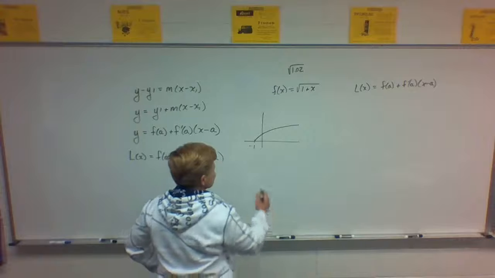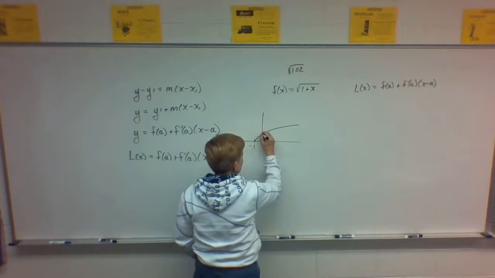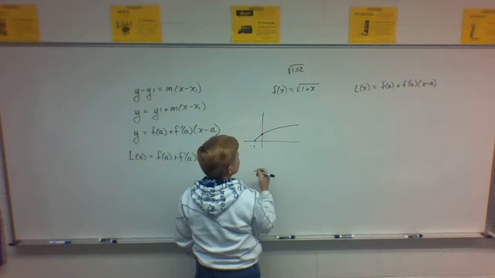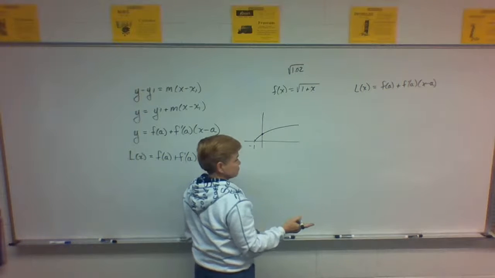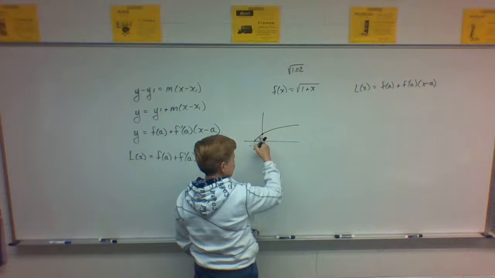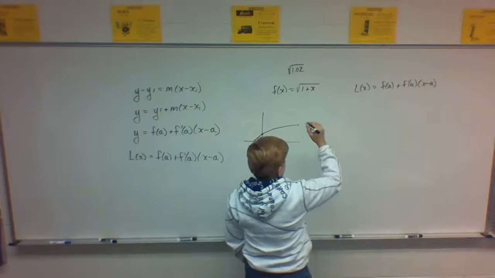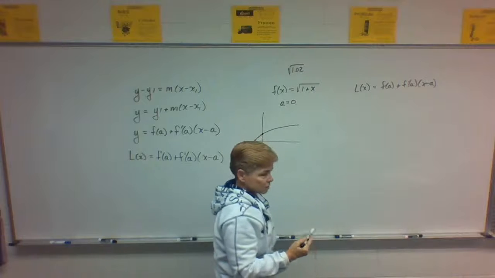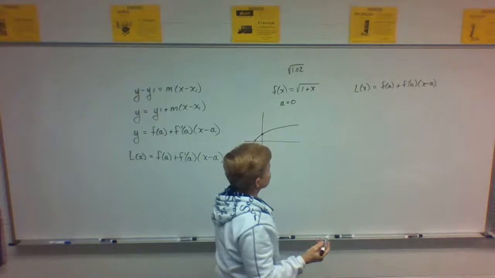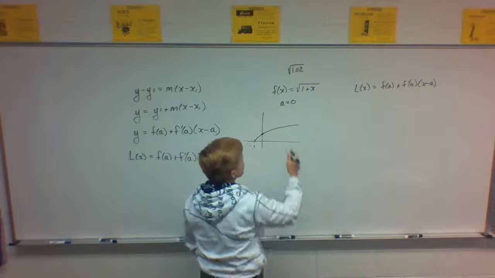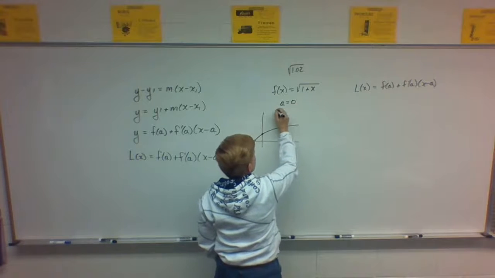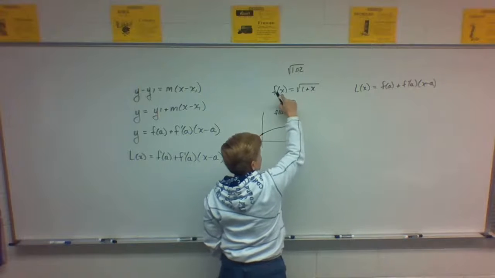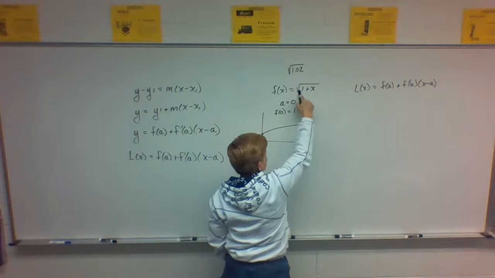Okay. So what we're saying is at x equals 0 right here, we want to use that line to evaluate 1.02, starting at x equals 0. So that means that a equals 0. And by the way, if a equals 0, then f of a equals 1. If I put 0 in there, the square root of 1 is 1.